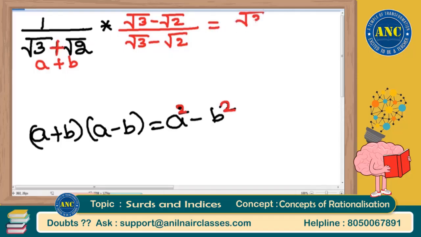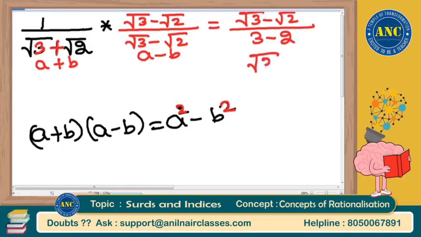1 into root 3 minus root 2 is root 3 minus root 2, divided by a plus b into a minus b, which is a square minus b square. It is 3, root 3 whole square is 3, minus b square, root 2 whole square is 2. So your final answer for this question is root 3 minus root 2.